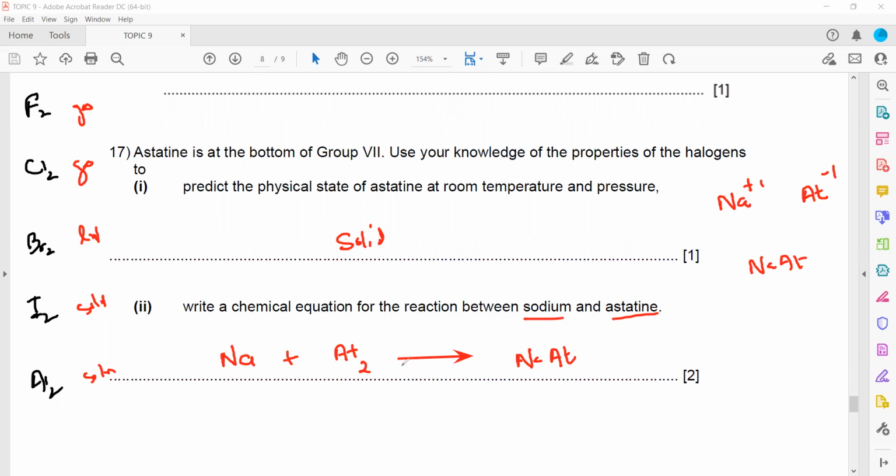One mark is for writing correctly: sodium is a metal, so metal exists as an atom. Astatine is a non-metal, and non-metal exists as a molecule. Then we form a compound. To write the formula for a compound, we have to use valency. Then we balance: 2 NaAt, so we put 2 for astatine, balanced. Now 2 sodium, so we put 2 sodium, also balanced. So this equation is balanced for sodium and astatine.